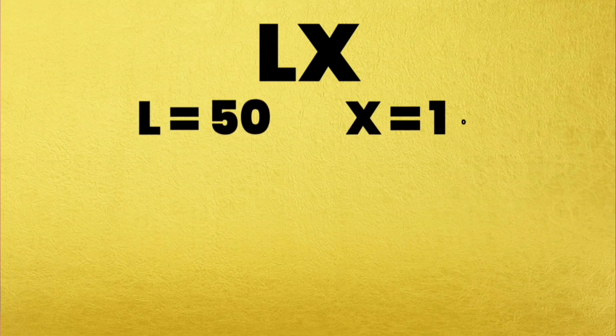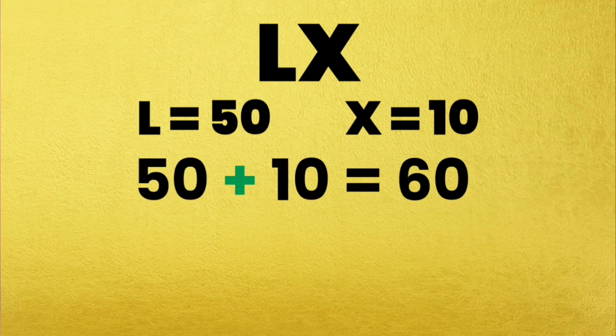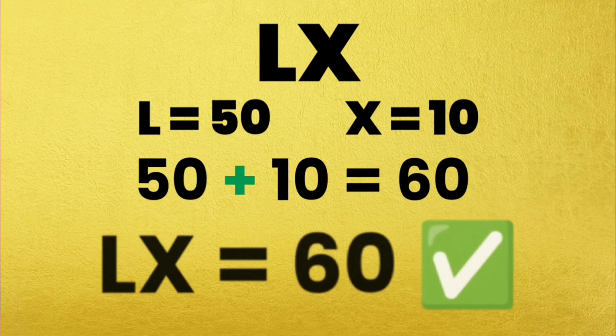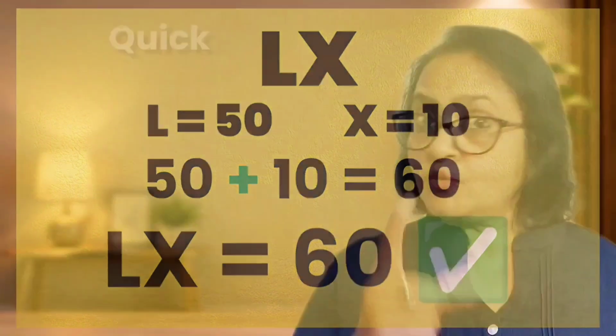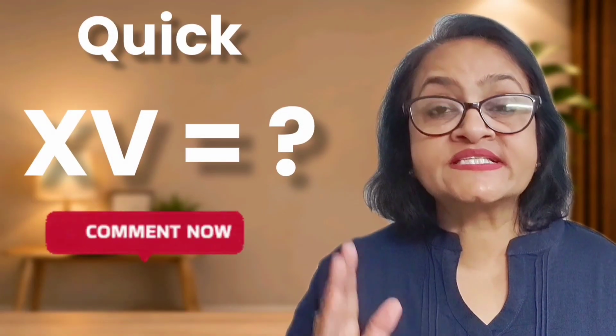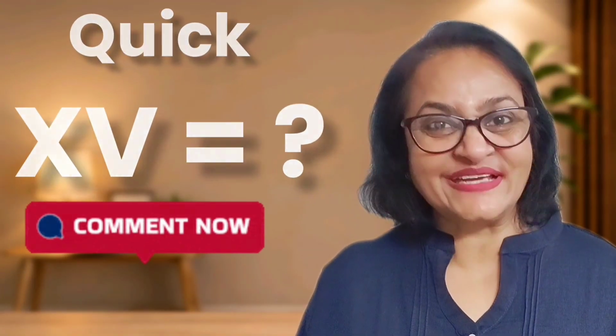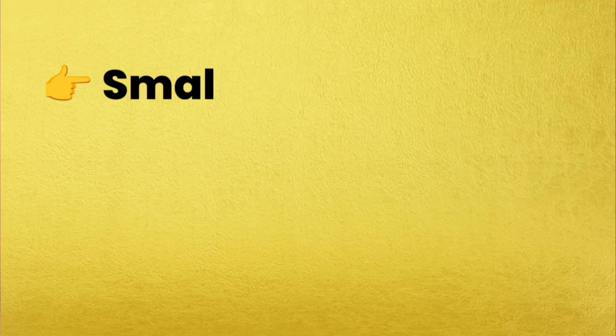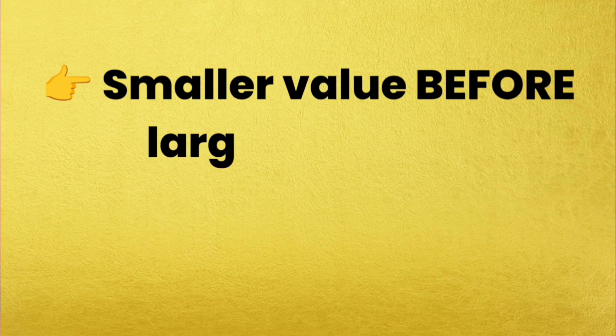L is 50, X is 10. X comes after L, so 50 plus 10 is 60. LX is 60. Now quick, what is XV? Simple, right? Now the second rule, golden rule 2. Subtraction. Smaller value before larger value, subtract.